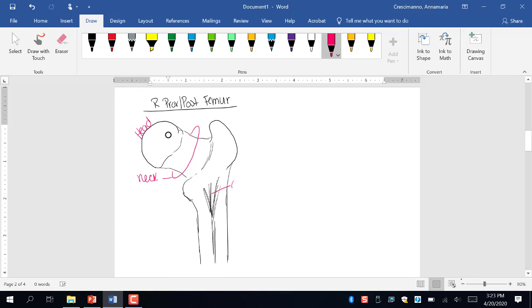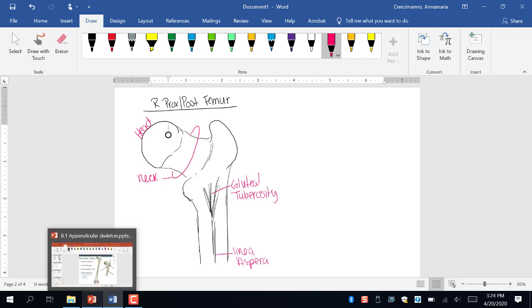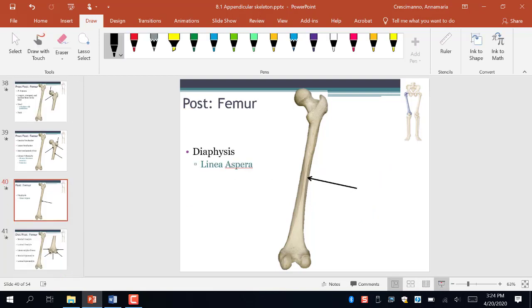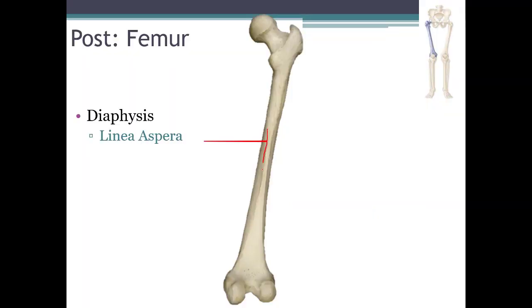So here we have the gluteal tuberosity. And what we're going to see in the next slide is that this gluteal tuberosity is going to narrow out, and along the diaphysis on the posterior side of the femur, it's going to create a rough line known as the linea aspera, which translates to a line that is rough. And that's what you're seeing here. This thin, narrow, rough line running down the diaphysis of the femur is called the linea aspera.